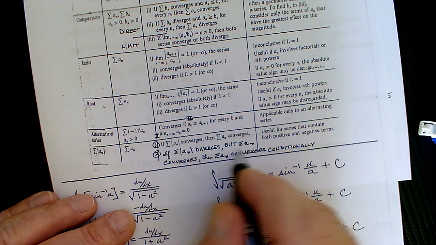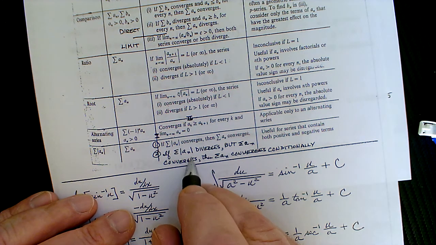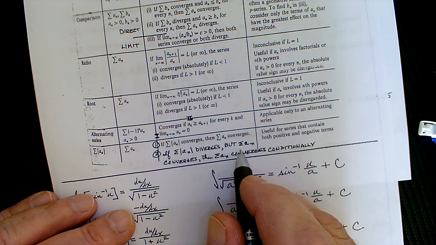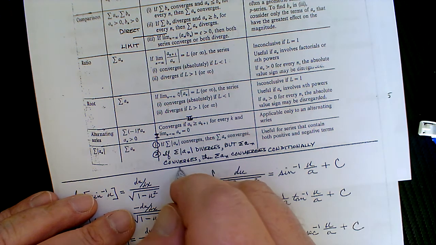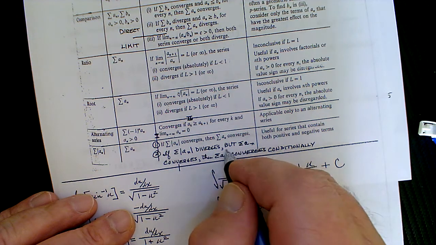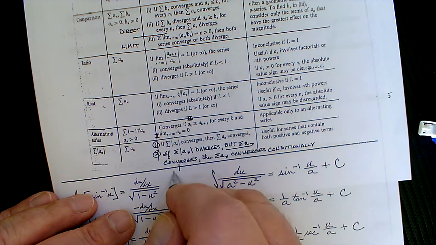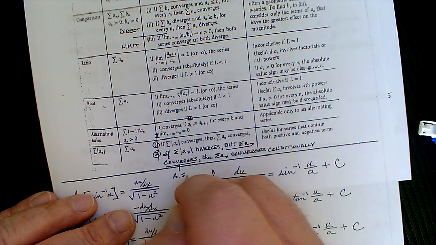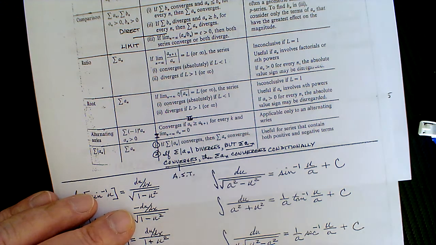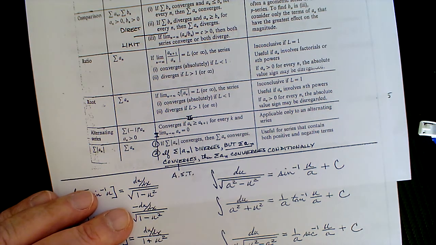And remember, if the absolute value diverged, then the only way it can converge conditionally is by the sum of the a sub n converging by the alternating series test. Okay, so you should make that note on your cheat sheet.